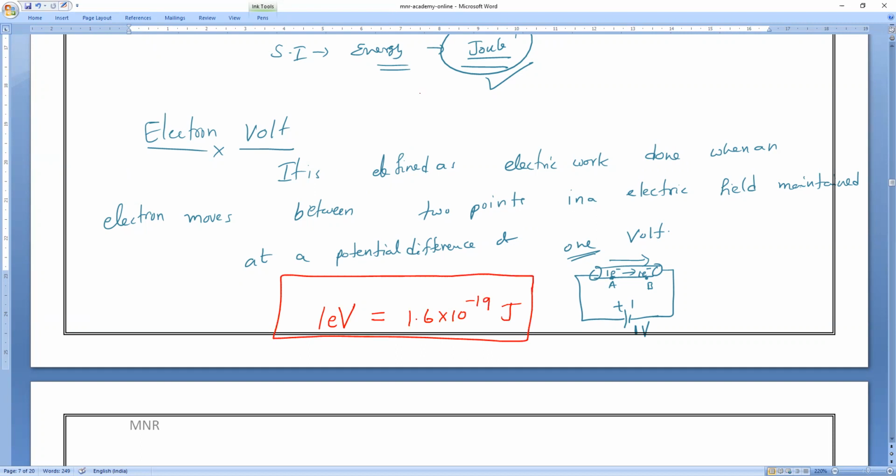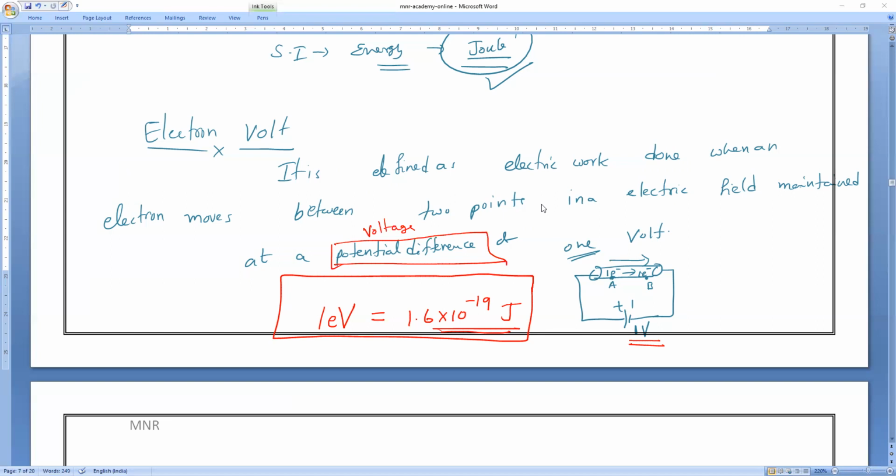So when 1 electron is transferred from one point to another point when the potential difference across the ends is 1 volt, then what is the energy generated? 1.6 into 10 power minus 19 joules. The potential difference is only called voltage. Okay? Clear, everybody?